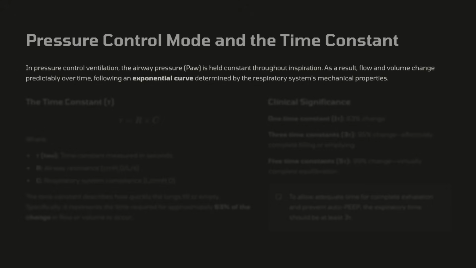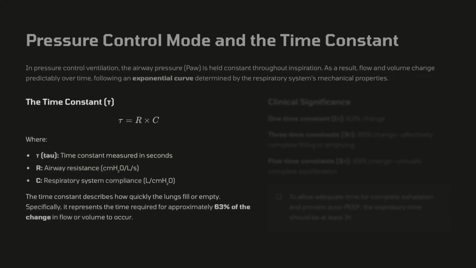So in pressure control, the peak airway pressure is kept constant. As a result, the flow and the volume are changing predictably over time, following an exponential curve determined by the patient's system's mechanical properties. So here one of the important aspects is the time constant. Time constant is the resistance multiplied by the compliance. It is shown here as tau.